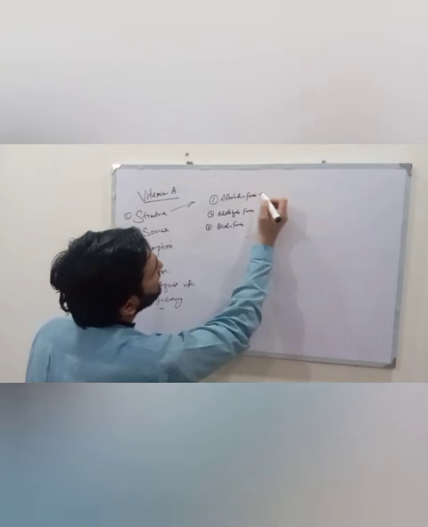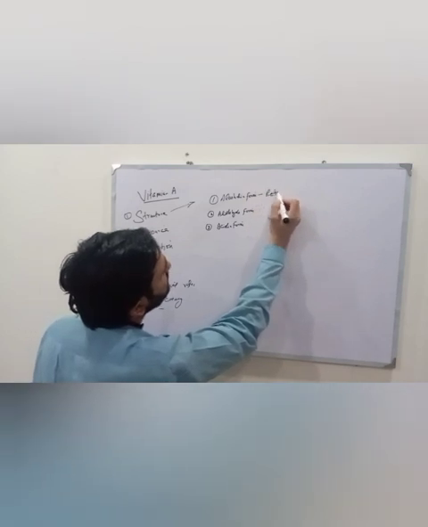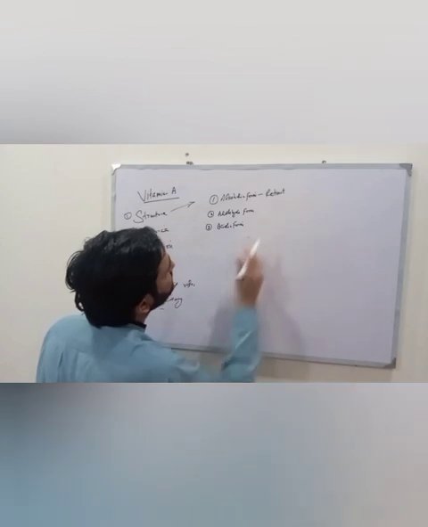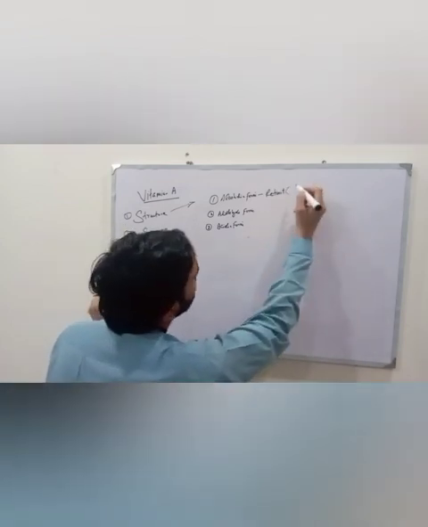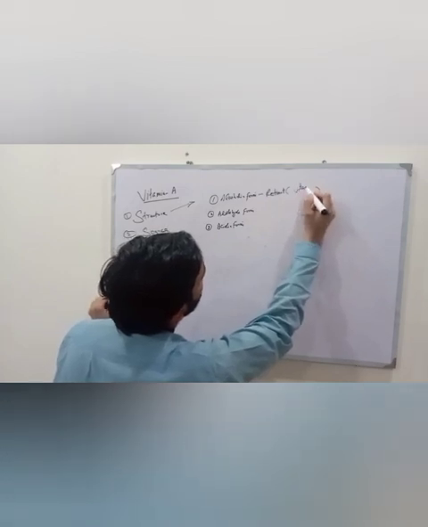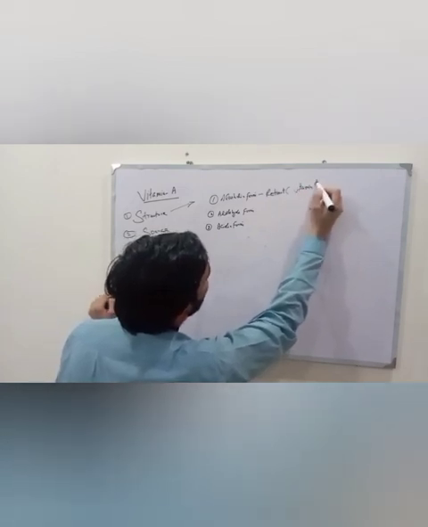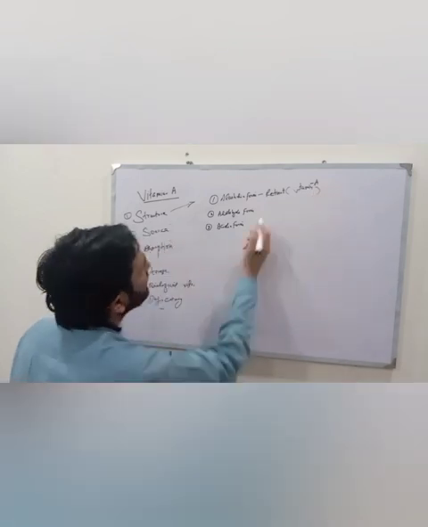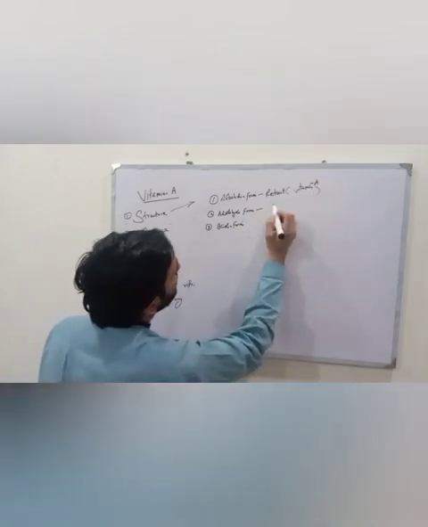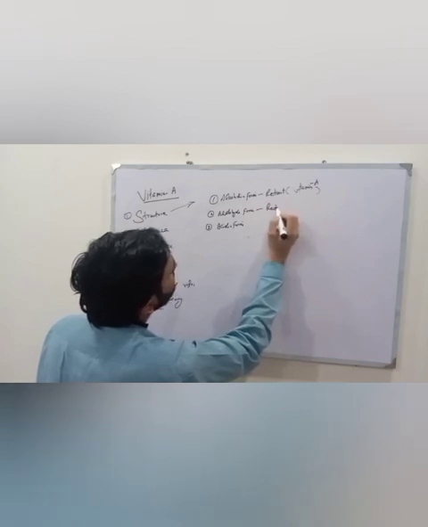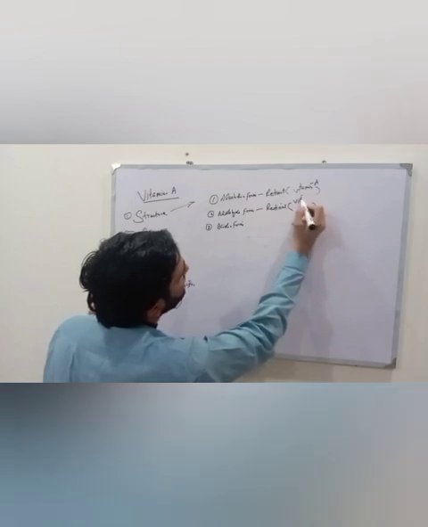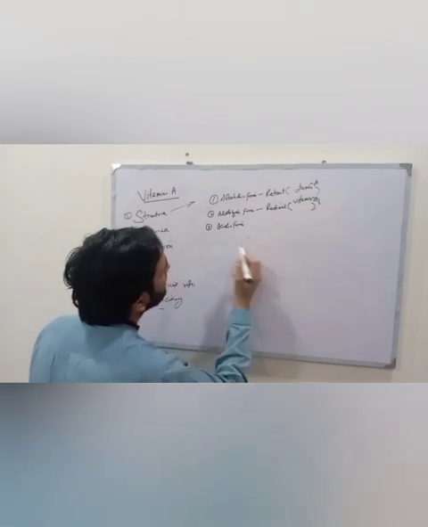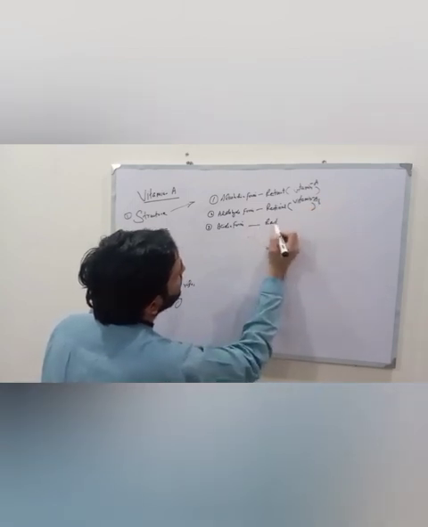Alcoholic form is also called retinol, also called vitamin A. Aldehyde form is also called retinal, also called vitamin A1. Acidic form is called retinoic acid.